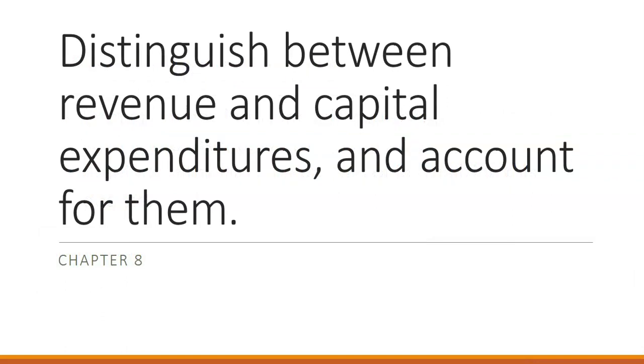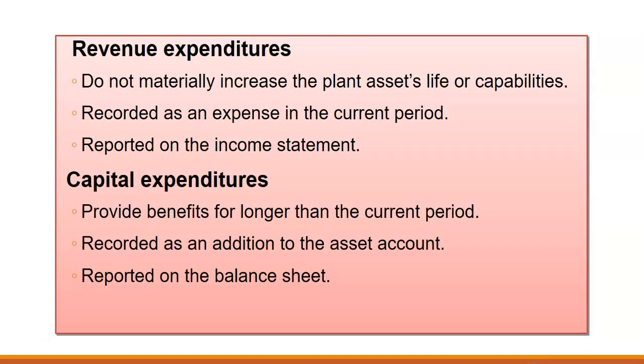Then we're going to talk about the difference between revenue and capital expenditures. As we have a piece of equipment, or property, plant, and equipment, in use, we are going to have to make repairs to it at some point. We have revenue expenditures and capital expenditures as types of repairs. Revenue expenditures are ordinary maintenance. They don't increase the life or the capabilities of the asset. They are an expense in the current period and they're reported on the income statement.